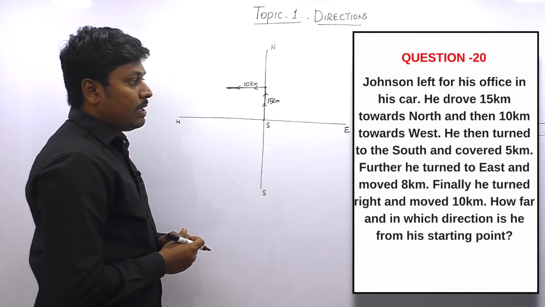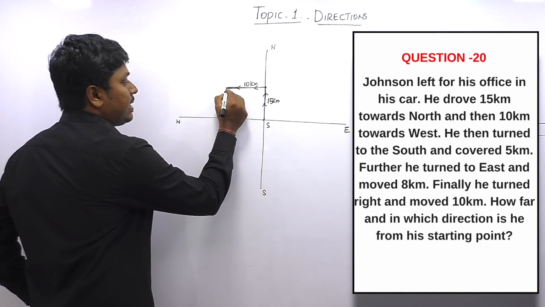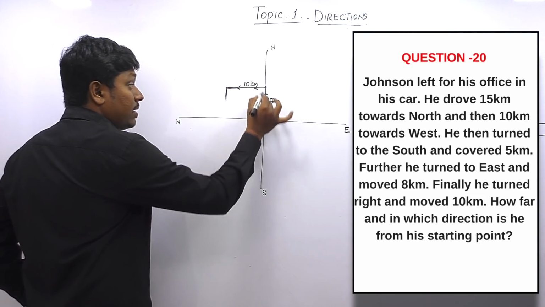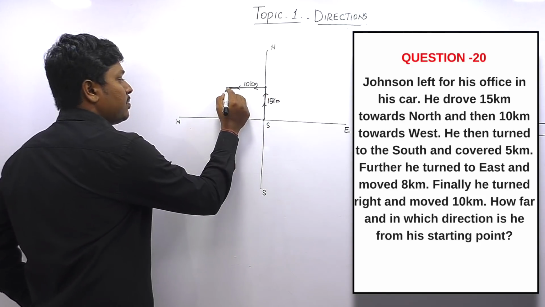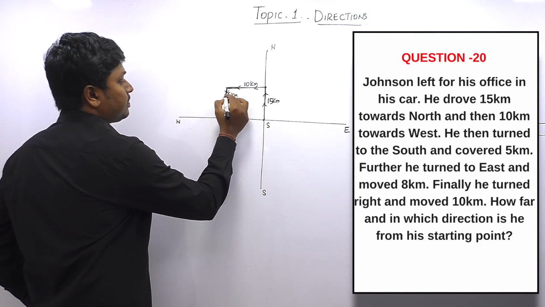He then turned south and covered 5 kilometers. From this point, he is taking a southern side and he is driving only 5 kilometers. We know that this total distance will be 15. But from this point, he is taking southern side and he is driving only 5 kilometers.